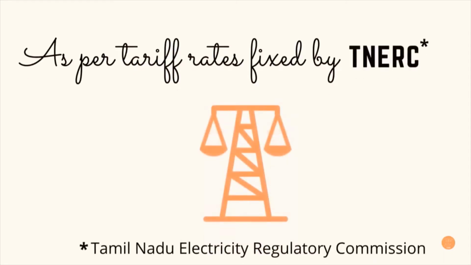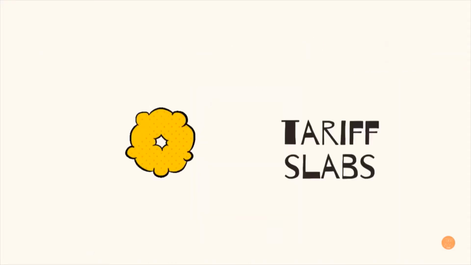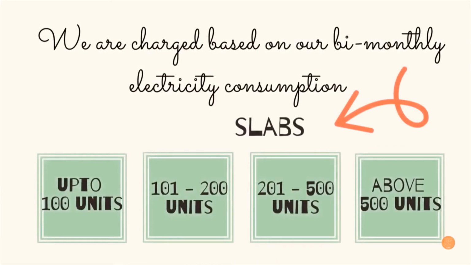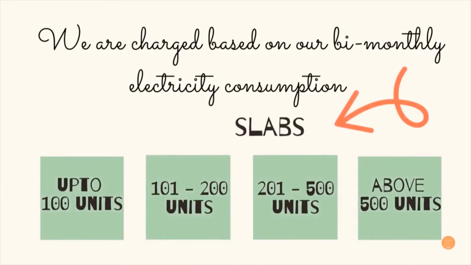The bill amount that you are charged with is calculated based on the tariff rates determined by a state-level regulatory body called the Tamil Nadu Electricity Regulatory Commission, or the TNERC. And to understand the billing calculations, it's firstly important to know the various tariff slabs as outlined by the Commission. We're charged based on our bi-monthly electricity consumption under 4 broad slab categories.